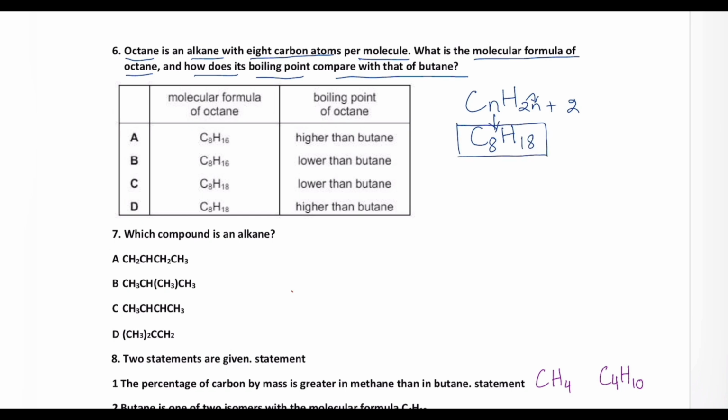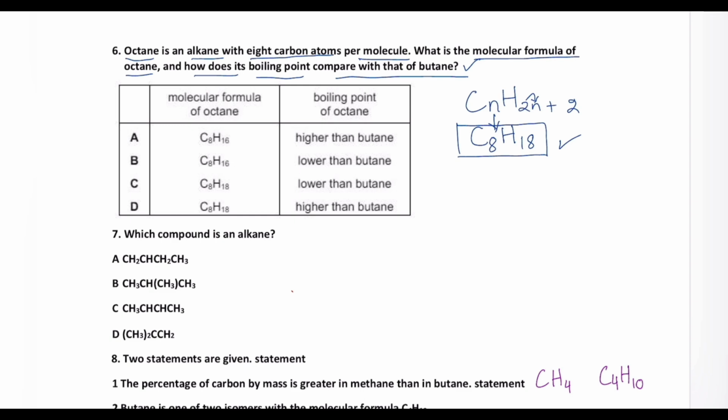So C8H18 will be the molecular formula, and when we compare the boiling point of octane with that of butane, we should know that the alkanes with the higher number of carbon atoms have strong forces of attraction between their molecules, so they have higher melting and boiling points. This means that octane with the 8 carbon atoms has higher boiling point as compared to the butane, which has 4 carbon atoms.